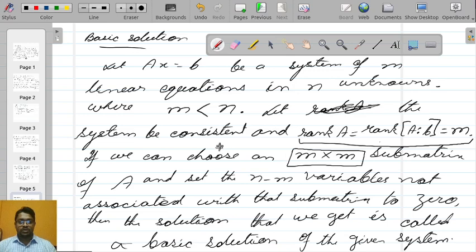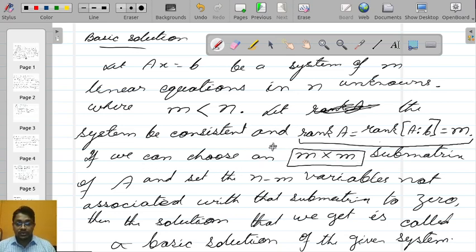Because the rank of A, if it is less than m, what is rank? Another definition of rank is the order of the highest order non-vanishing minor of A. So if rank is less than m, that means every minor of order m by m vanishes, so we can never find a non-singular one.